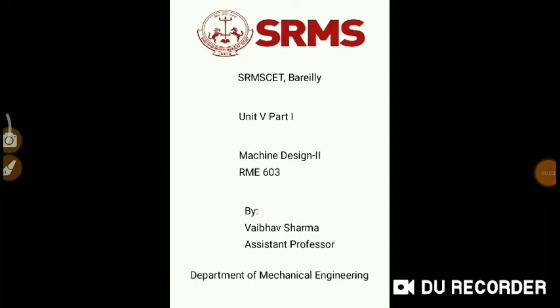Yes, hello friends. So this is the first part of unit fifth. We have discussed unit fourth completely, about the rolling contact bearing, and this unit is the last unit of your syllabus. That is unit fifth, which is about the design of IC engine parts. In this unit, we will be discussing the different parts of the IC engines.